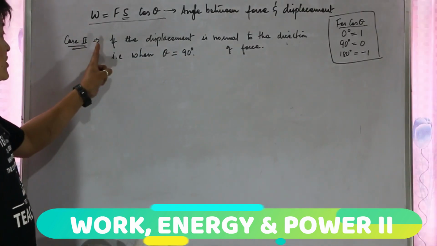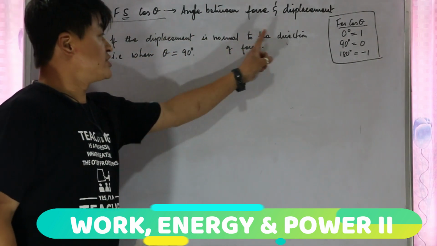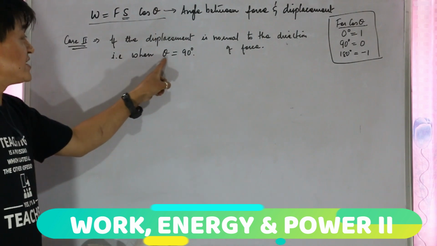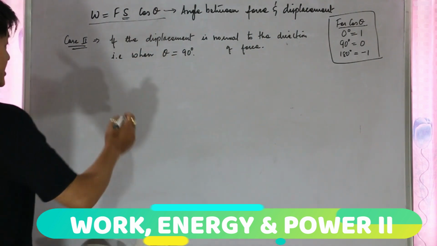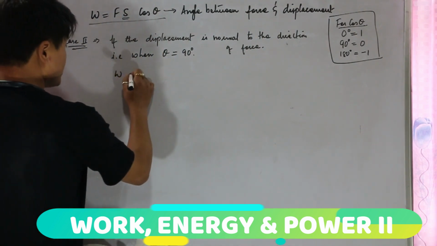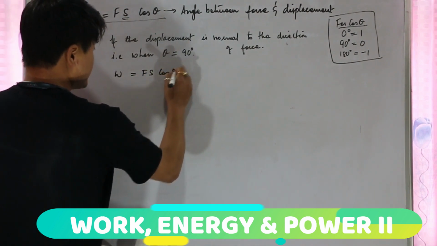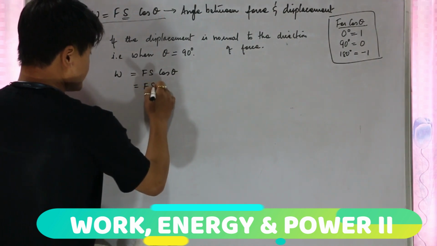Case 2, if the displacement is normal to the direction of force, that is when theta is equal to 90 degree. Let's see what the work done will be. Work done at that time will be force into displacement into cos theta, and force into displacement.